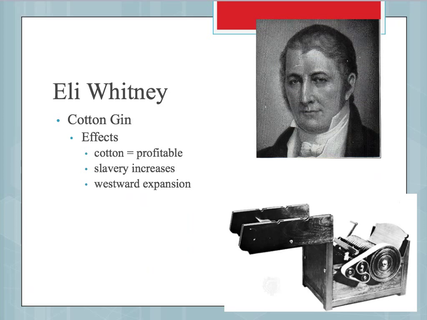The effects of it, and we'll talk about how this thing worked in class, is that cotton once again becomes profitable. As it becomes profitable, people start reinvesting that money by buying more slaves. So slavery as a whole increases in the South, and it also kind of stems westward expansion, because as your profits go up and as you buy more slaves and produce more product, you need more land to grow cotton. So people start buying land towards the west to be able to produce more cotton.